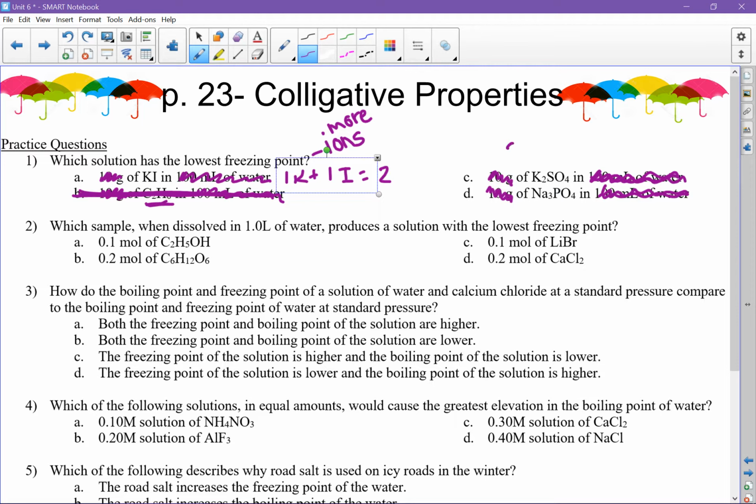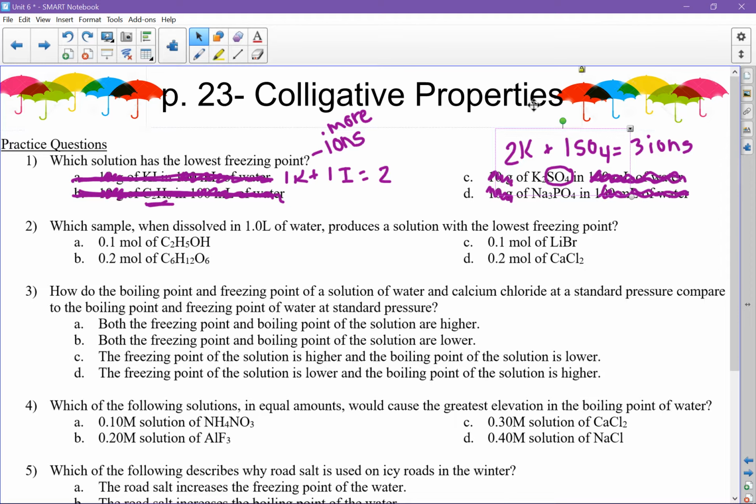In choice C, there are 2 K ions, and then SO4 is one whole piece. Altogether, that gives me 3 ions. So that one already beats A, so it can't be that one. Let's compare C and D.